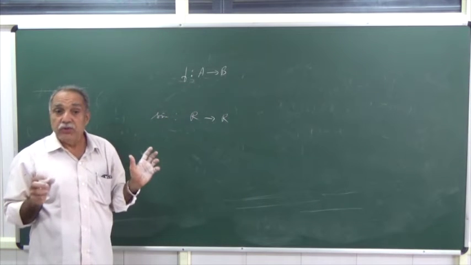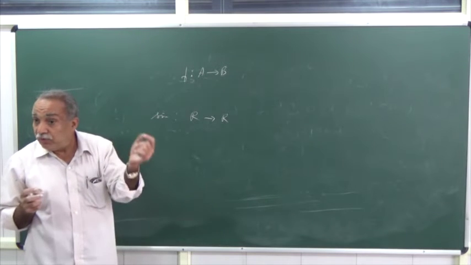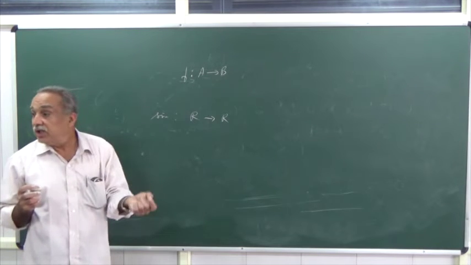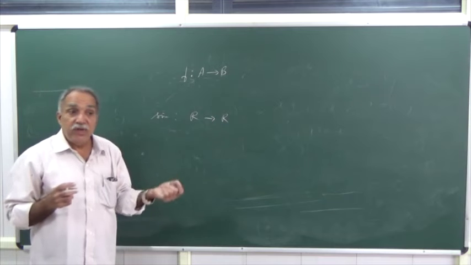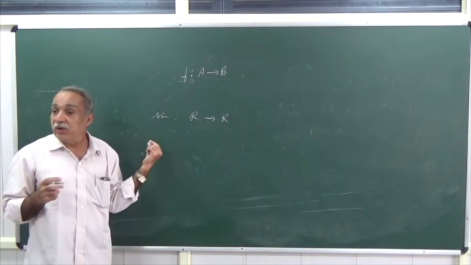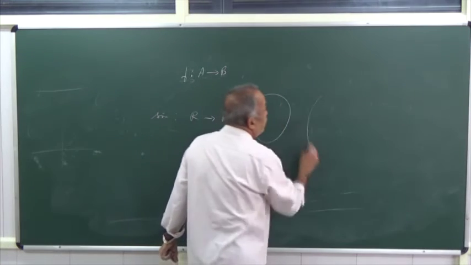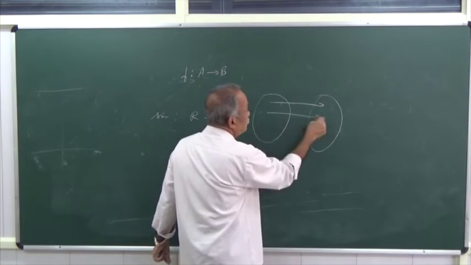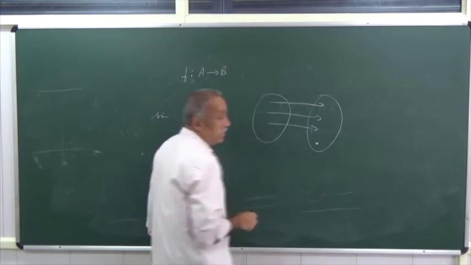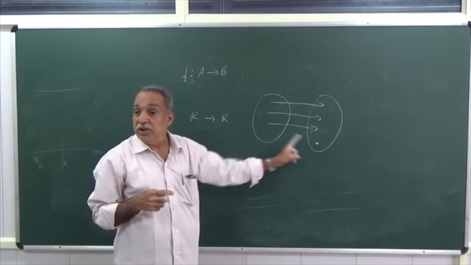A function is said to be onto if the range is the codomain. In other words, if every element of the codomain is an image element, if every element of the second set is a relative of some element belonging to the first set. For example, this is not onto. Here is an element which is not the image of any element.